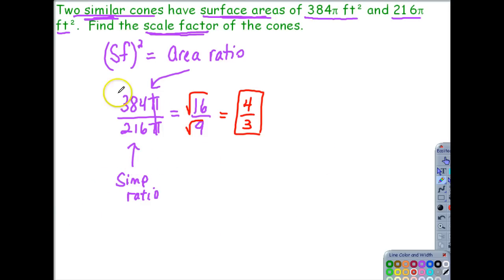This one, you could do this. We could take the square root of 384 and the square root of 216, but if you type that in your calculator, it's a decimal, so we would have to leave it in radical form and then kind of mess with that. Why do that? Let's simplify, then take the square root.